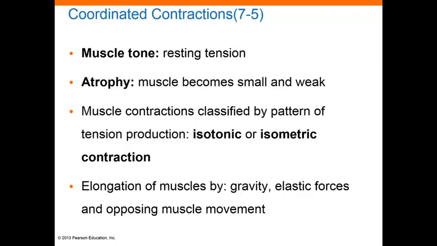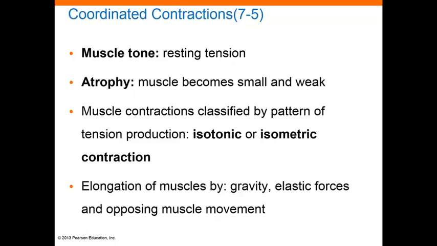Now, some muscles at rest will still have a little bit of tension, and this is called muscle tone. The primary function of muscle tone is to stabilize joints and to maintain your posture. Atrophy, the next vocabulary term for you, occurs in a muscle that's not regularly stimulated, and so your muscles will become small, they'll become weak. You can see this after you take a cast off of a limb and you haven't used any of those muscles for many weeks.